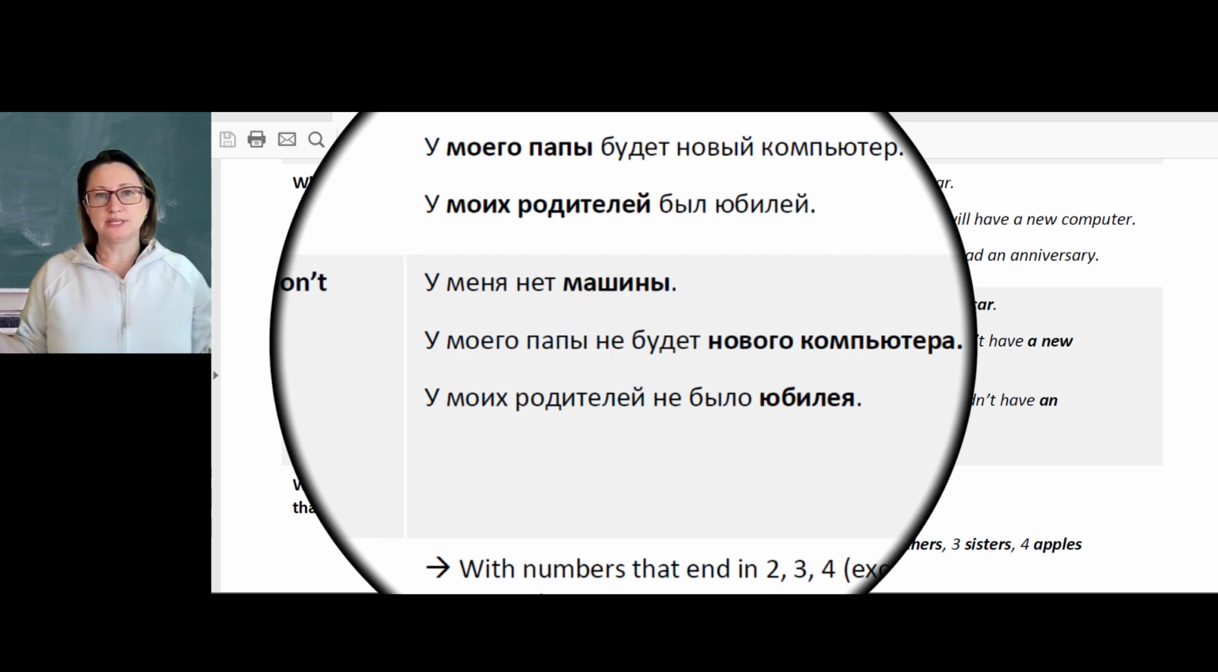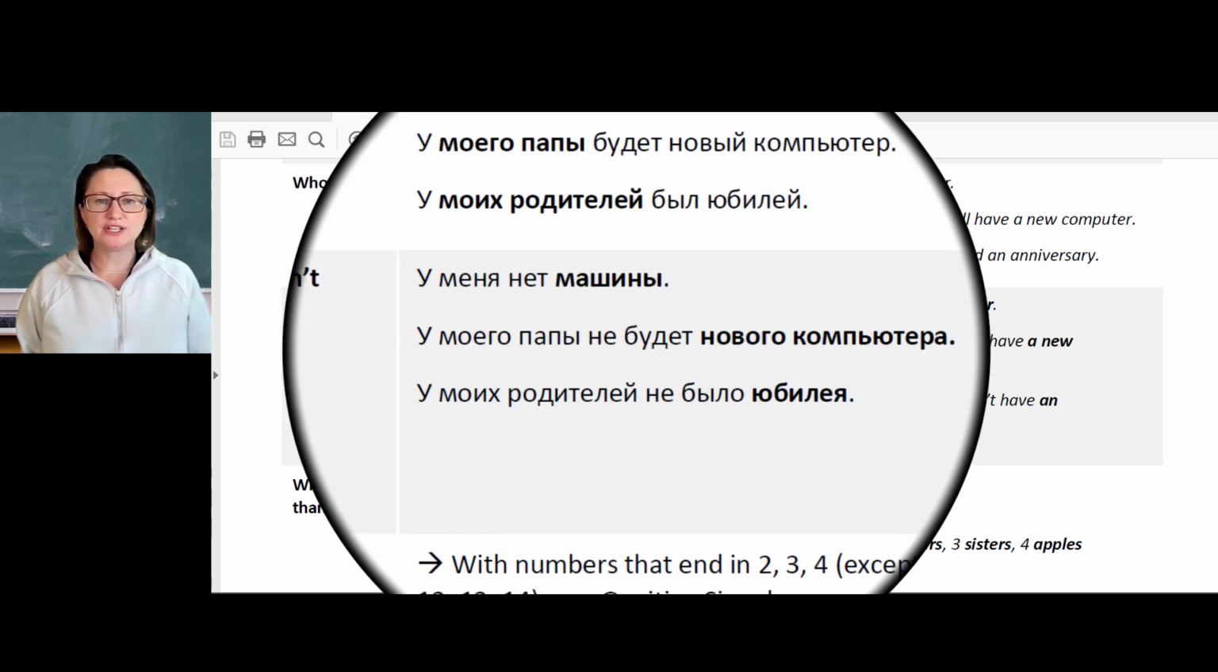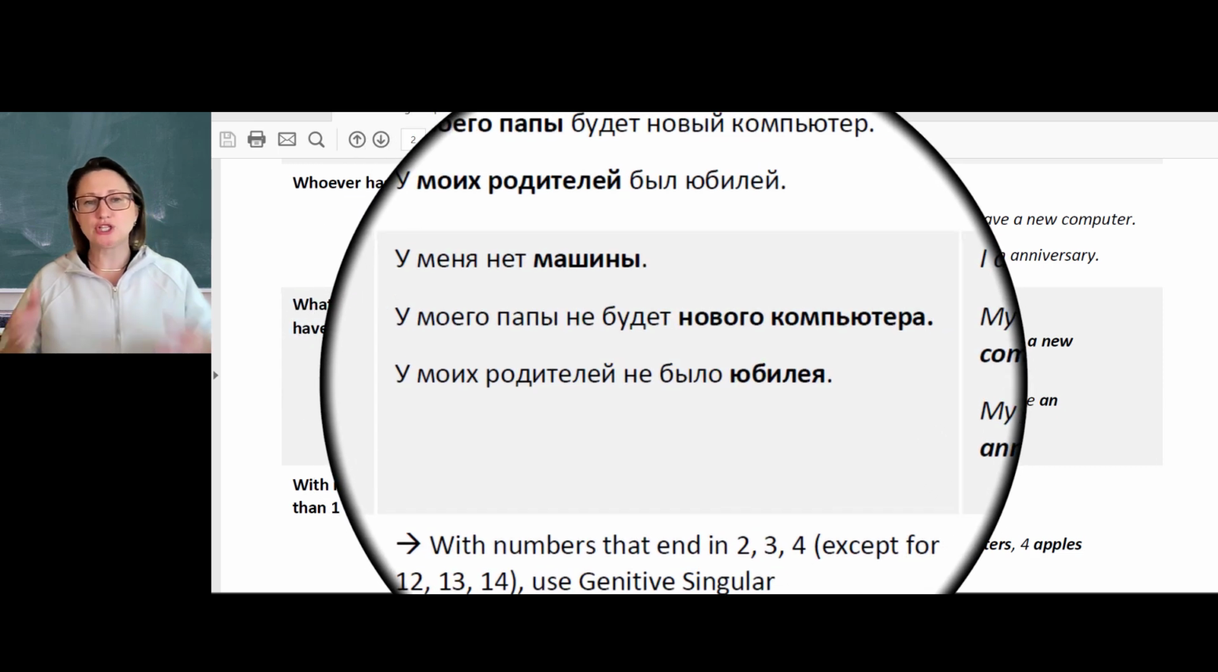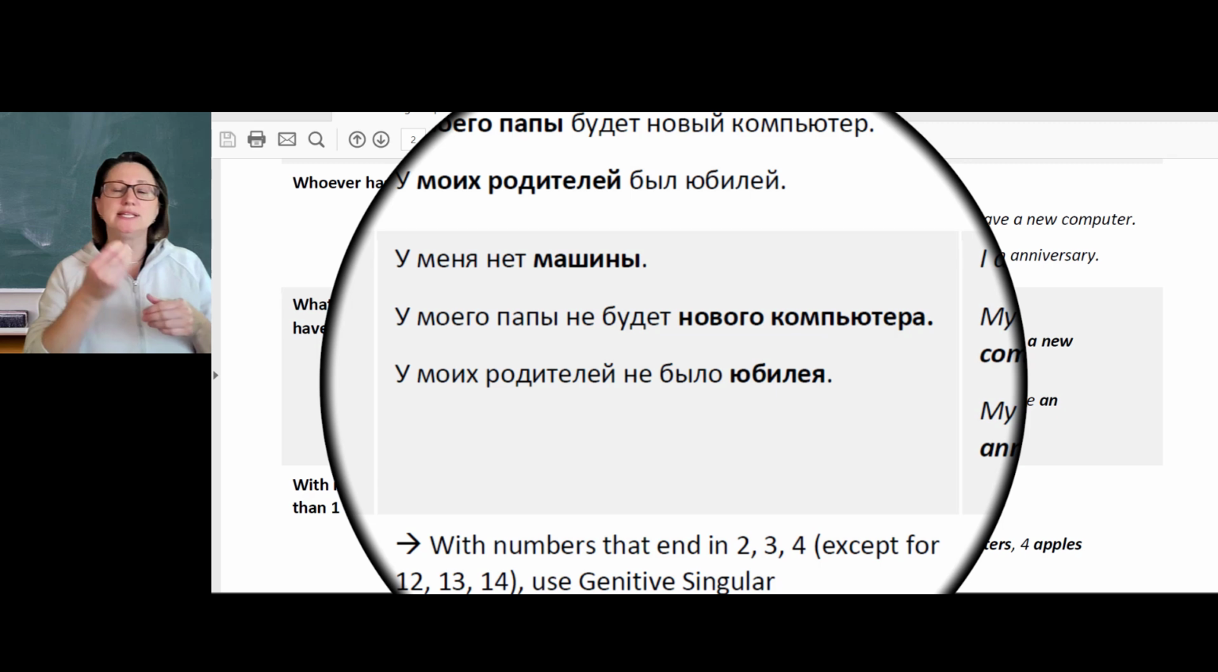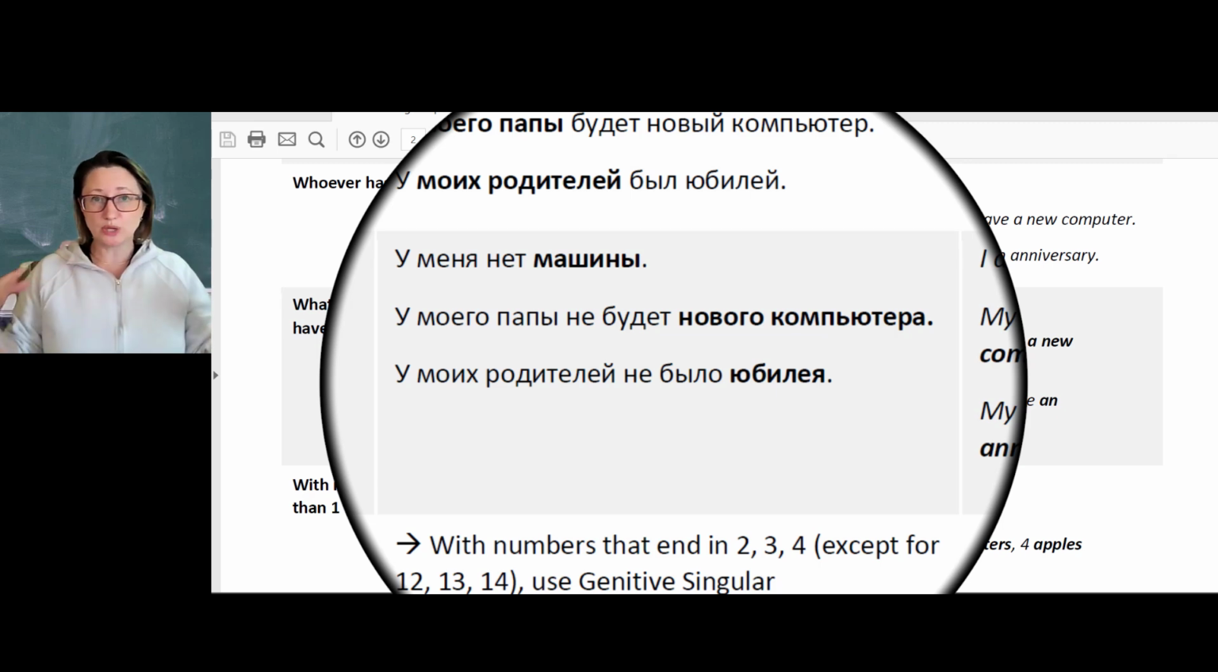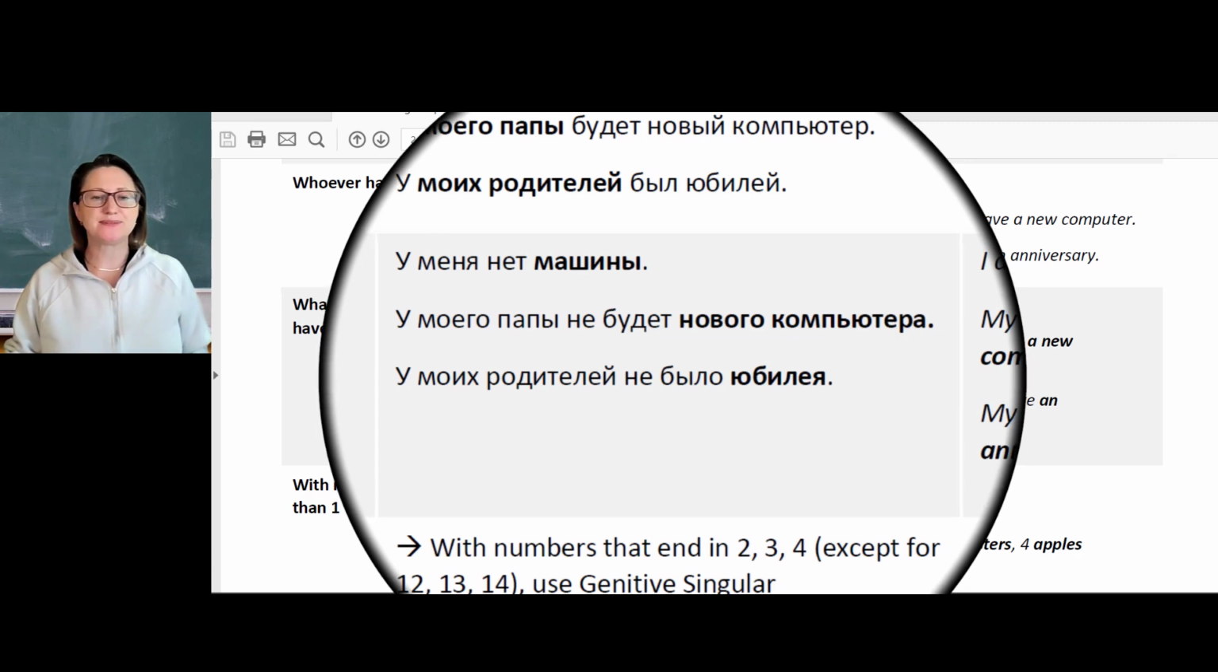We have both genitive forms, and that's why here you will see that the form of the verb switches to neutral. Especially you can see it in the past tense with не было, because when you do not have a subject, the verb doesn't know what to do, so it defaults to the neutral form. So that's why we say у моих родителей не было юбилея. That's how we pronounce it.